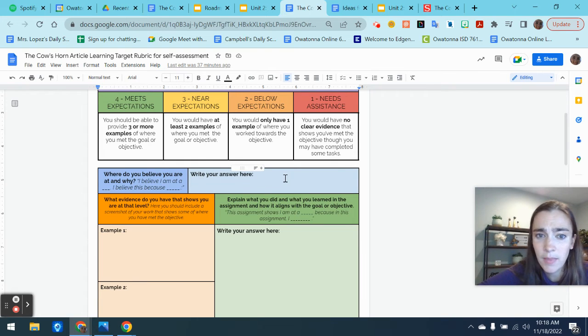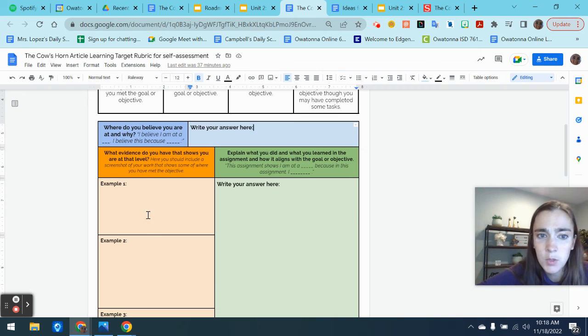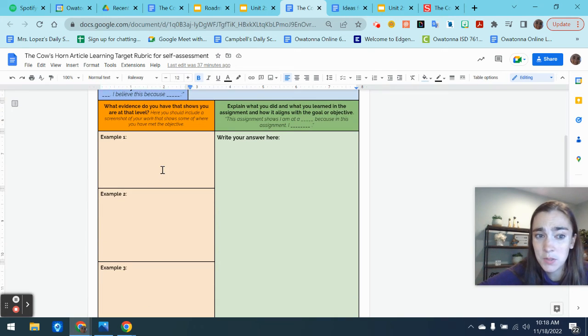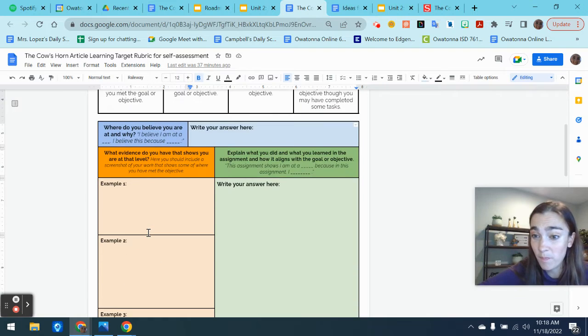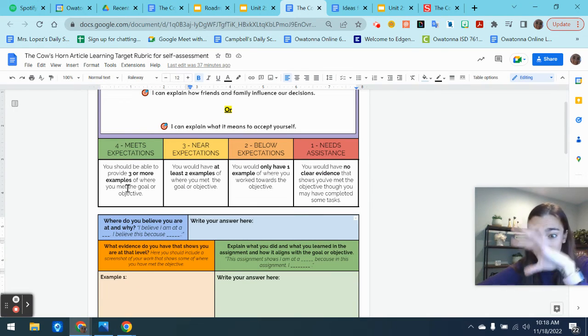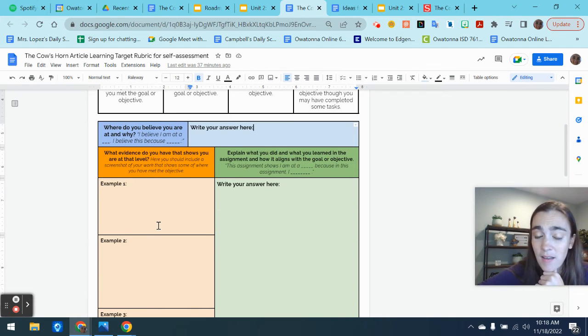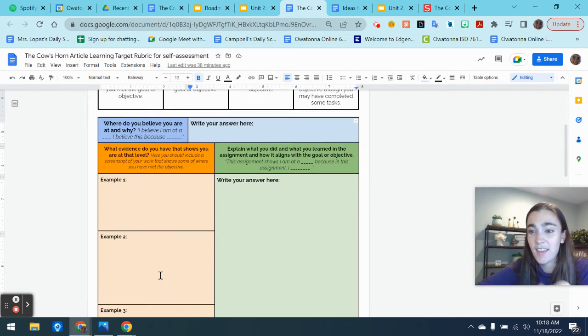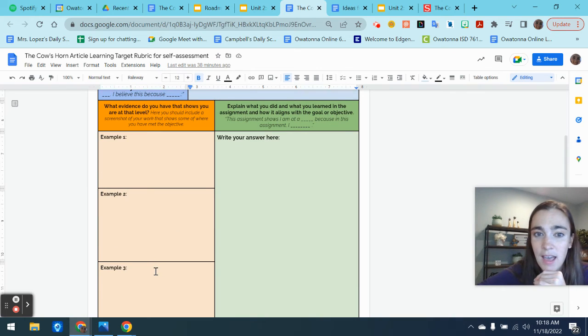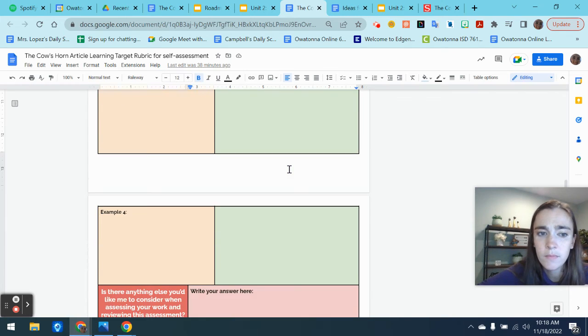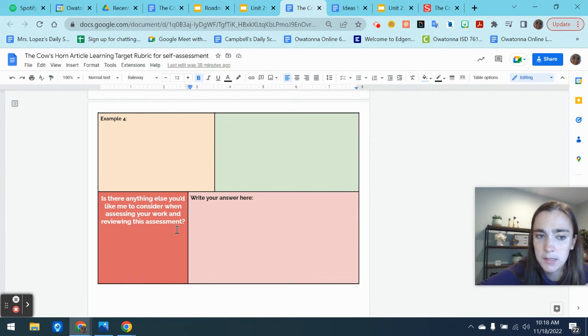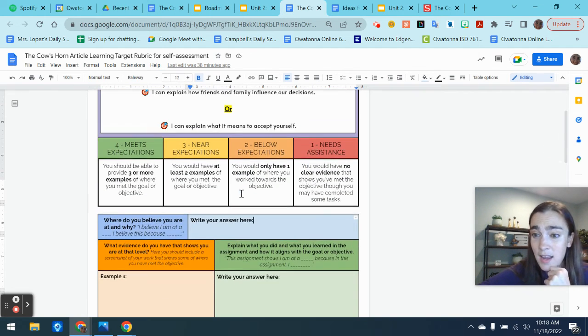You're going to write it in this box right here. What evidence do you have that shows you're at this level? This is where you're going to take a screenshot. Hopefully you have at least three places where you've met your goal. You could use a phone or a computer, and you're going to post it here showing, yep, this is where I met that. Then you're going to explain what you did and what you learned in the assignment and how it aligns with that goal. And then, is there anything else you'd like me to consider when assessing your work? So this is what you're going to be graded on, and you're going to be filling this out.